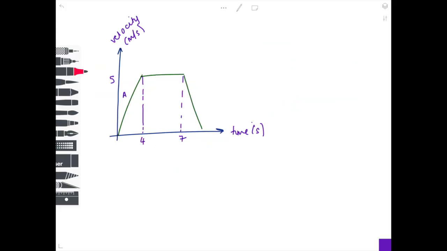This is a different type of graph. So the velocity time graph, or the speed time graph, not to be confused with the distance time graph. So we are being asked to find out the acceleration at point A on the graph. So acceleration is given by the equation acceleration equals final speed minus initial speed over time. And a neater way to write that is A equals V minus U over T.